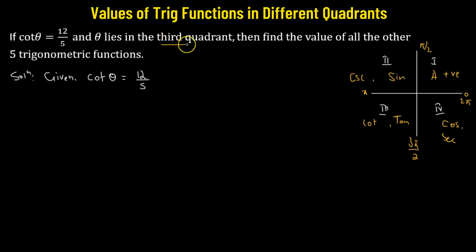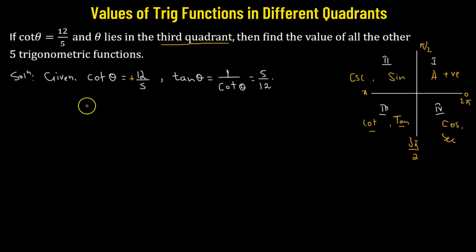Now in the problem, we are given that we are in the third quadrant. In the third quadrant, tangent and cotangent are positive. So that is why in the problem itself, the cotangent function is given as a positive value. Now that we have the value of cotangent, we can also find the value of the tangent function. The tangent function is the reciprocal of the cotangent function. The reciprocal of cotangent of theta is 5 over 12. So this is the value of tangent of theta.